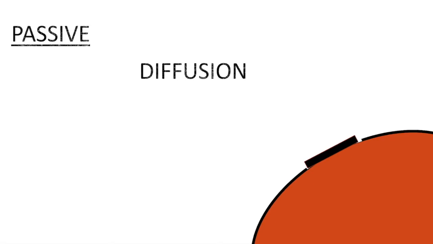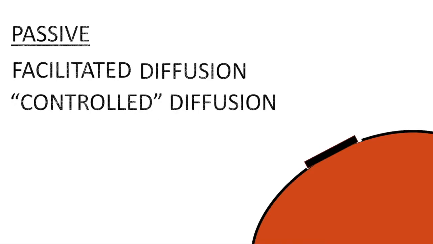At the start, we're still going to be talking about passive transport, which is a type of diffusion, just as we saw before. But now we're going to add on that it's going to be facilitated. Pretty much this just means that it's going to be controlled diffusion. We're going to be able to control when diffusion happens and when it doesn't.